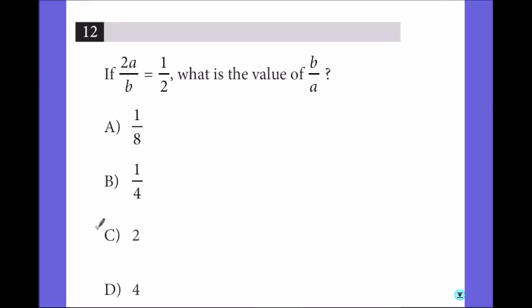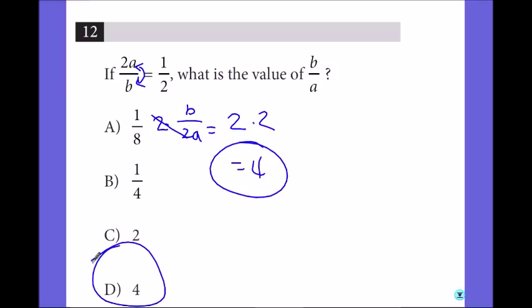12. If 2a over b is 1 over 2, what is the value of b over a? So b over a, flip it first. So b over 2a is 2. And how do you get rid of 2 in the denominator? Multiply by 2 on both sides. So b over a is 4. So it is D.